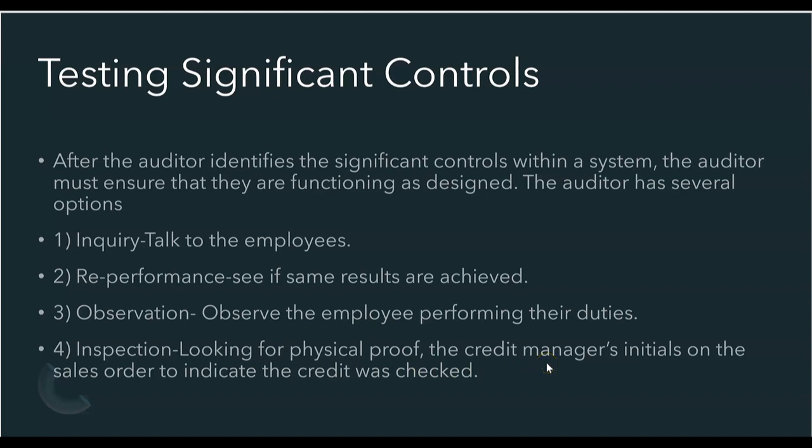For example, maybe after she checks the credit, if the credit's good, she might put her initials on the sales order somewhere to indicate that the credit was checked. And if the credit is good, she might put a plus next to her initials. And if the credit's bad, she might put a minus next to her initials. And then if we wanted to see if she was doing that job, we would have to take some sales orders and look to see any of them that are over $500. Look for physical proof. See if her initials are there with pluses and minuses, and we'll get an indication of whether she's doing her job.